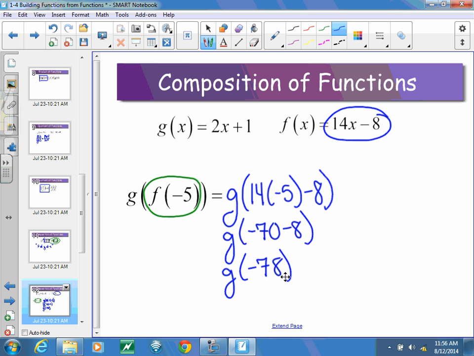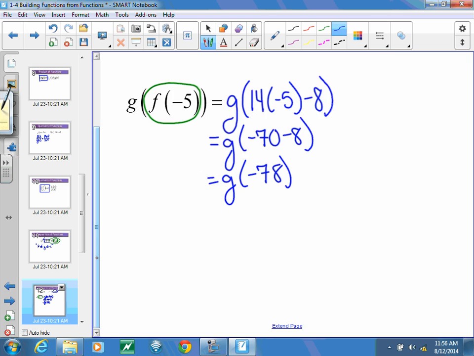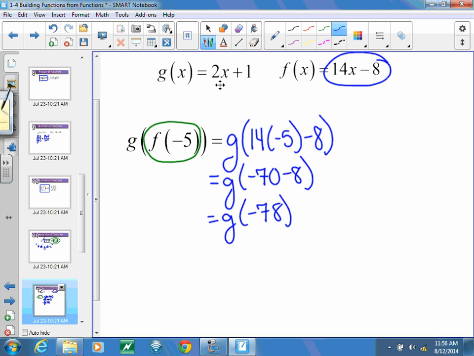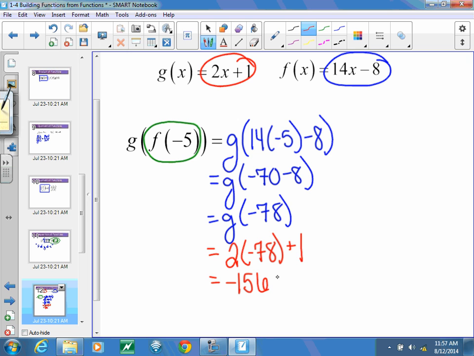I'm going to take that answer now, and that's going to now be plugged into our function of g. G is 2x plus 1. So now we're going to take this -78 and we're going to plug that into the function of g. So 2 times -78 plus 1. 2 times -78 is -156, and if I add 1 to that, I end up with -155 for my answer of g of f of -5.